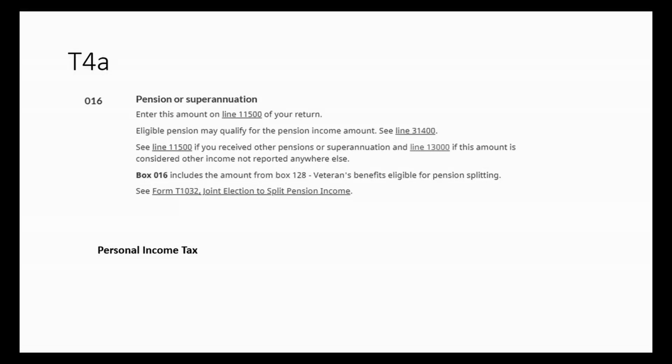Next up, you have code 16. Now, this has to do with pension or superannuation. When it comes to pension, you have a number of options. You have the option to receive CPP, your Canada Pension Plan, your old age security, or other pension benefits. These pension benefits are to be reported on box 16.